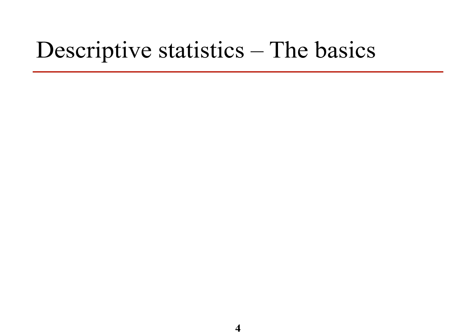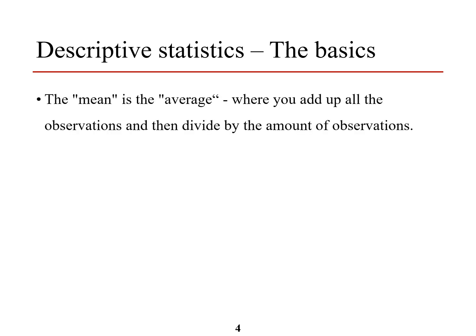To preface this, Excel can calculate the descriptive statistics for you. I provide a video on how to do this in Excel, so check that out if you haven't already. One of the most common measures of central tendency is the mean, and the mean is also referred to as the average. So this is where you sum up all the observations for a particular variable, and then you divide that number by the total number of observations in your data set.